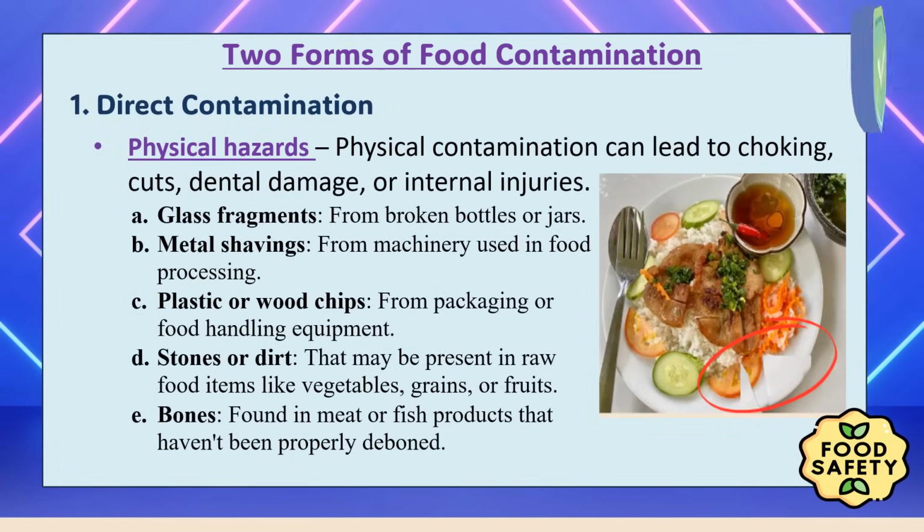The physical hazards. Physical contamination can lead to choking, cuts, dental damage, or internal injuries. Glass fragments from broken bottles or jars, metal shavings from machinery used in food processing. Plastic or wood chips from packaging or food handling equipment. Stones or dirt that may be present in raw food items like vegetables, grains, or fruits. Bones found in meat or fish products that haven't been properly deboned.